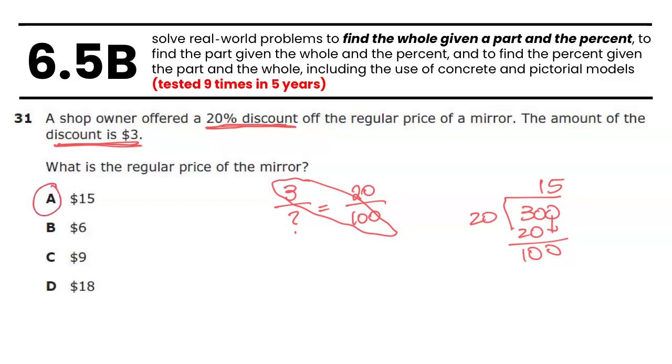Again, we could have talked about reasonableness and estimation in order to eliminate answer choices B and C. Because if the discount was $3 and that was only 20% of the original cost, then I know that the cost can't be $6 because then the discount would have had to be 50%. And then the same thing for $9. In order for it to be $9, that means the discount would have had to be 33%, but it wasn't. It was 20%, and so that's how I know I can eliminate B and C as wrong answers. Just having students think through the reasonableness of their answer.